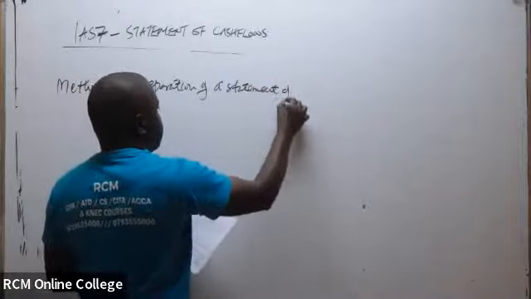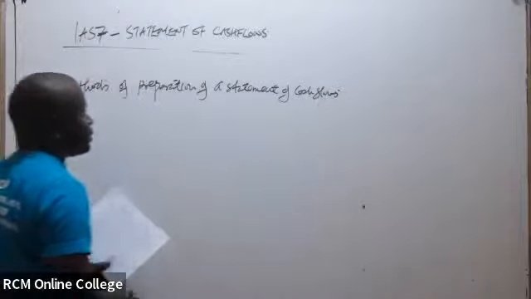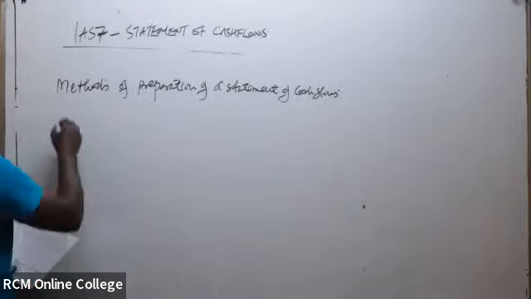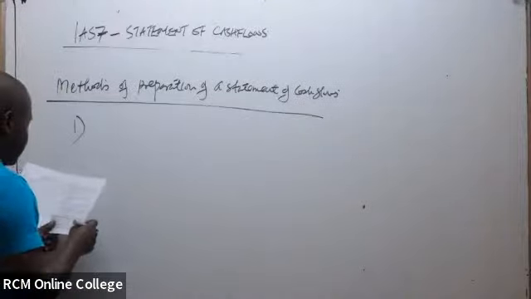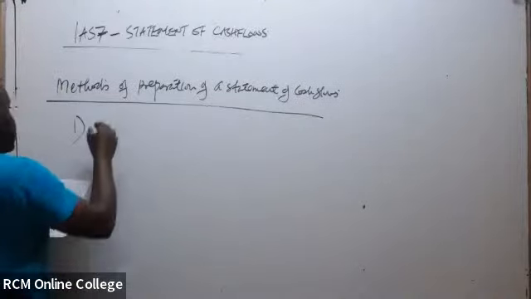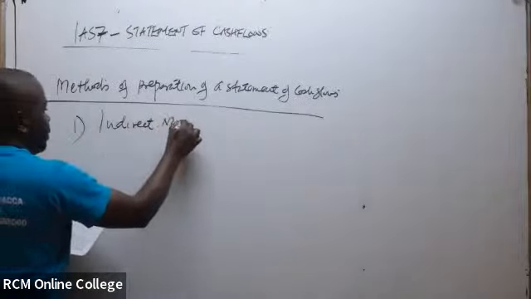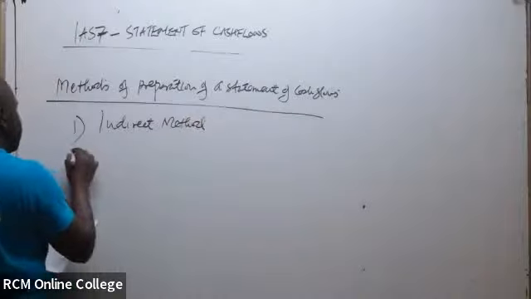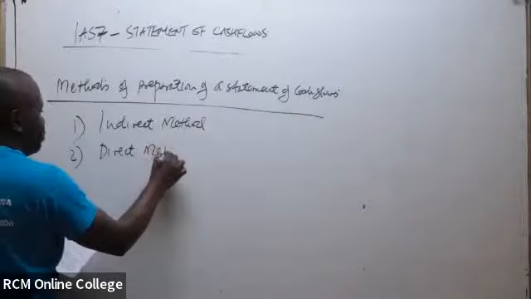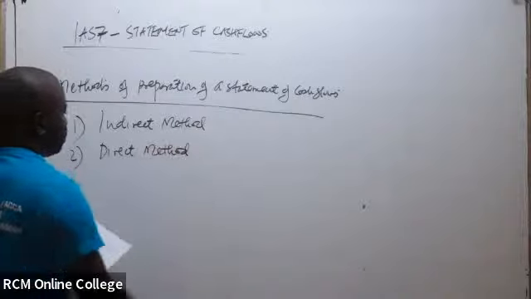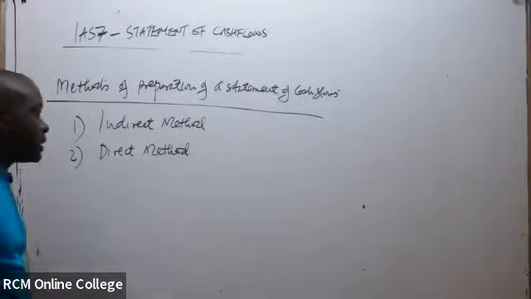A statement of cash flows. Then in this case, you can write number one. We have what we call the indirect method. And then number two, we have what we refer to as the direct method.